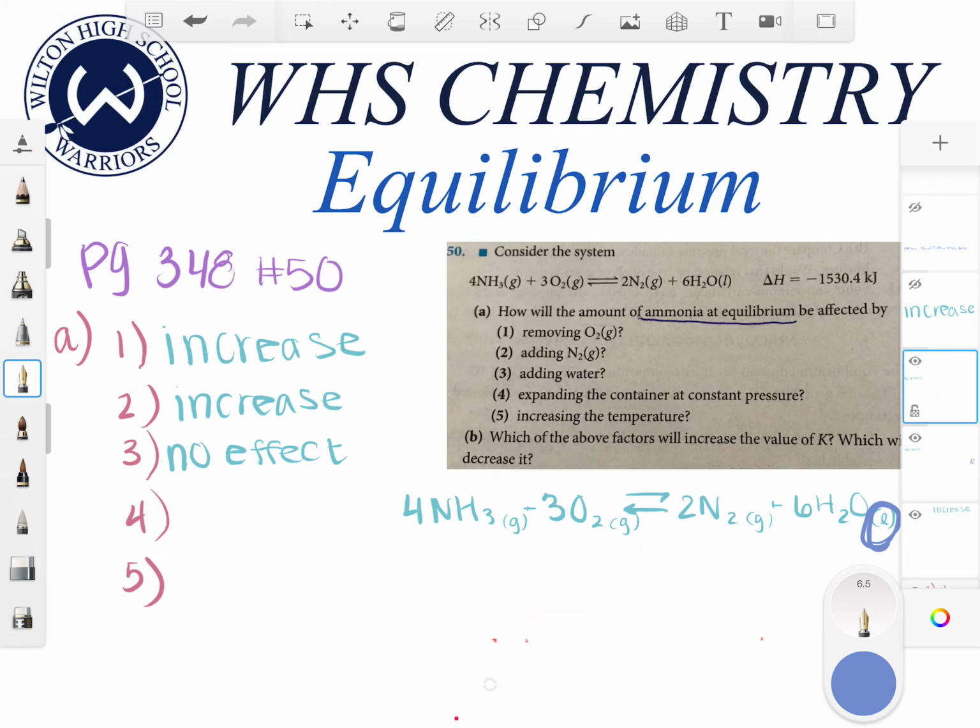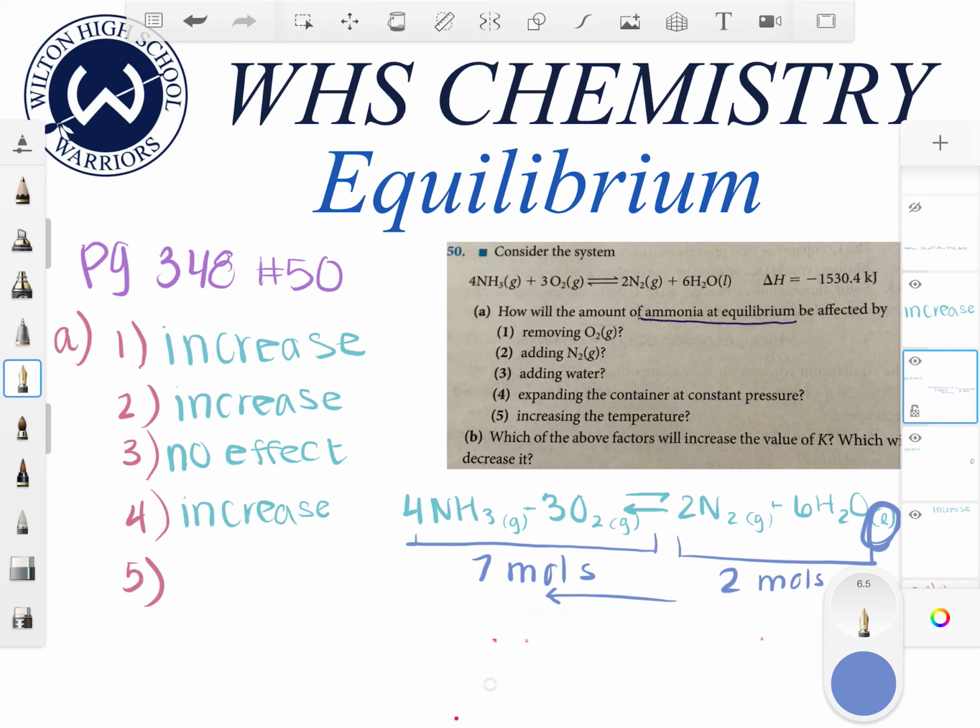And then expanding the container at constant pressure, well, we're going to have to look at here. If this side has 7 moles of gas, and this side only has 2 moles, then we know that it's going to shift left because it's going to shift towards where there are more moles of gas. So that is going to be an increase in ammonia.